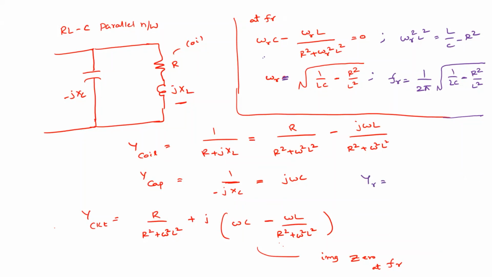R by impedance at resonance. R by R square plus omega square L square, right? Okay. So this is admittance at resonance, right? So this is known as admittance at resonance. So earlier, what is the admittance at resonance? It is 1 by R. So now it is changed to R by R square plus omega square into L square.